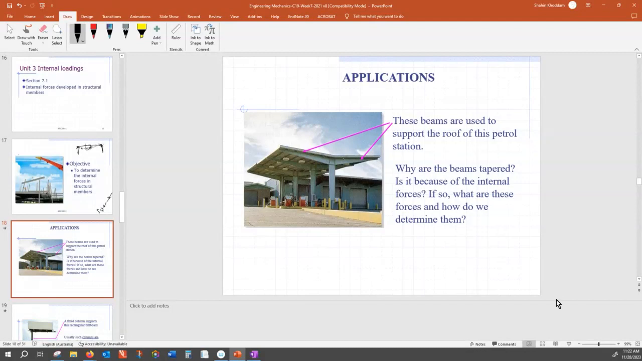All right, answer my question. Why is this structure tapered? Why is this structure not uniform? Is this for making it more beautiful, or is there a structural reason behind it?